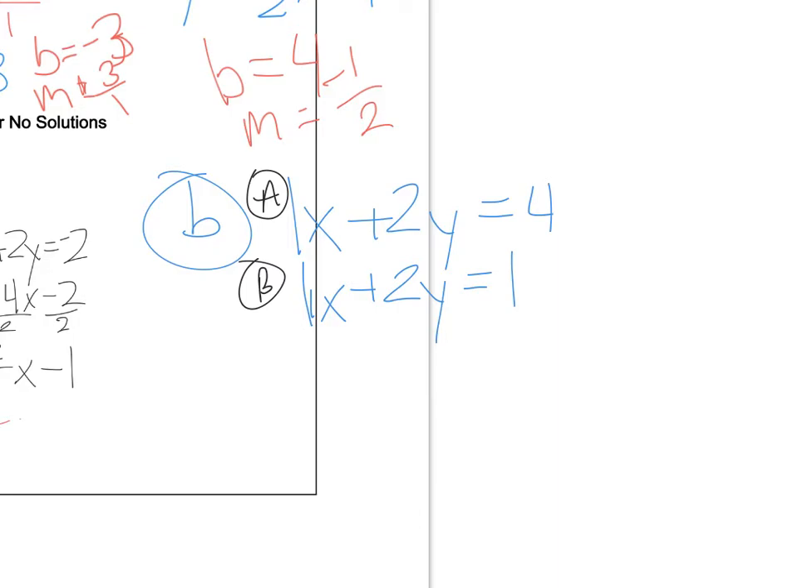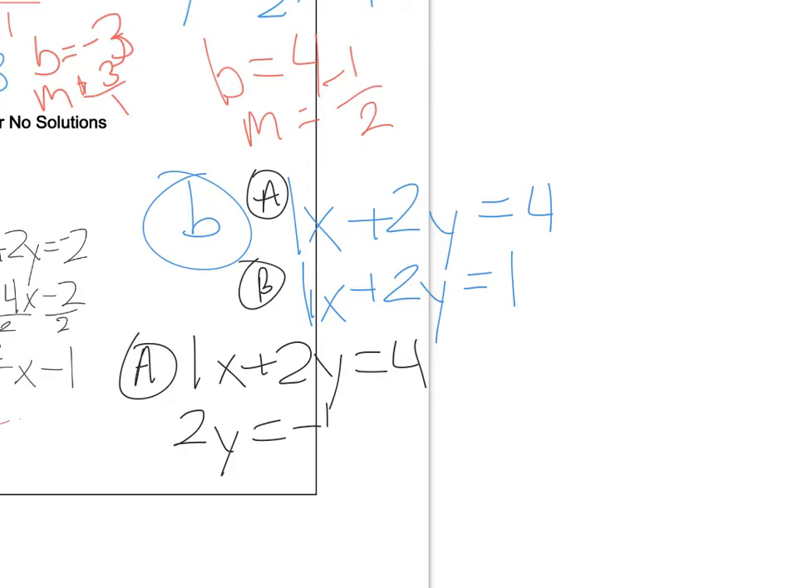Okay? So here's for the A. I'm going to rewrite it here. Subtract the 1x over, so now you have 2y equals a negative 1x plus 4. Divide by 2, so y is going to equal, since we're getting in the border here, let me write this in blue, y equals a negative 1 over 2 x plus 2. 4 divided by 2 is 2. So there's your first one.